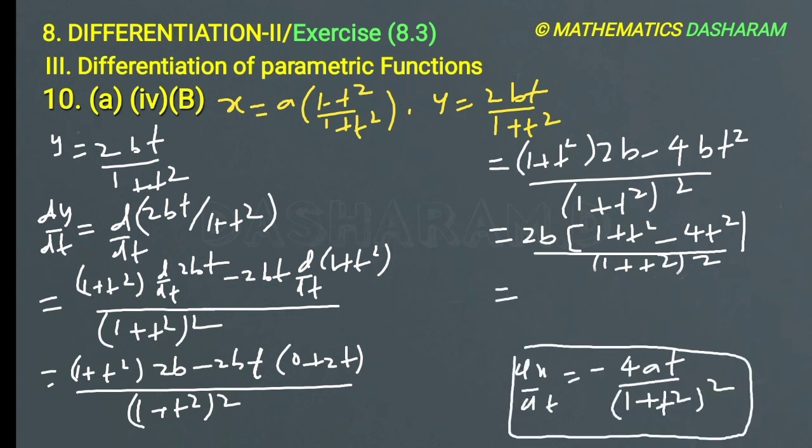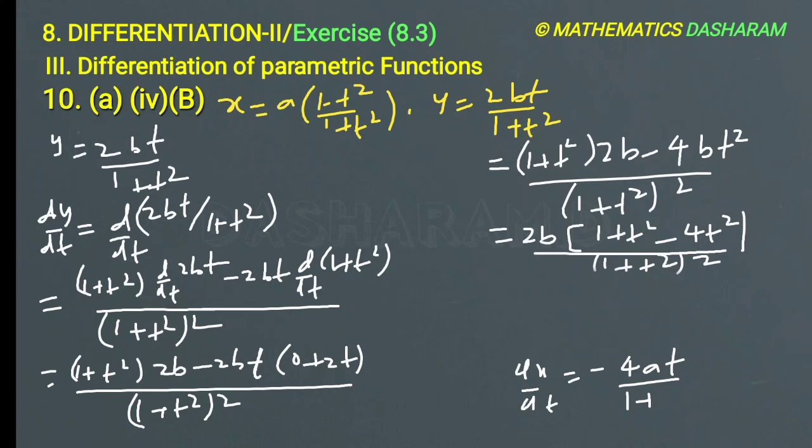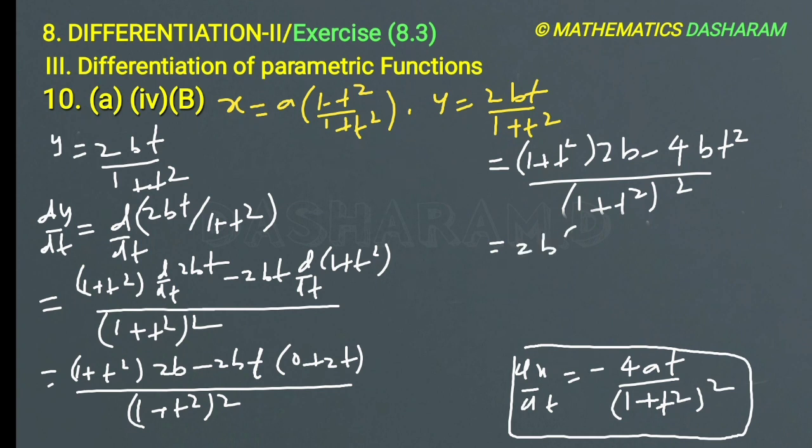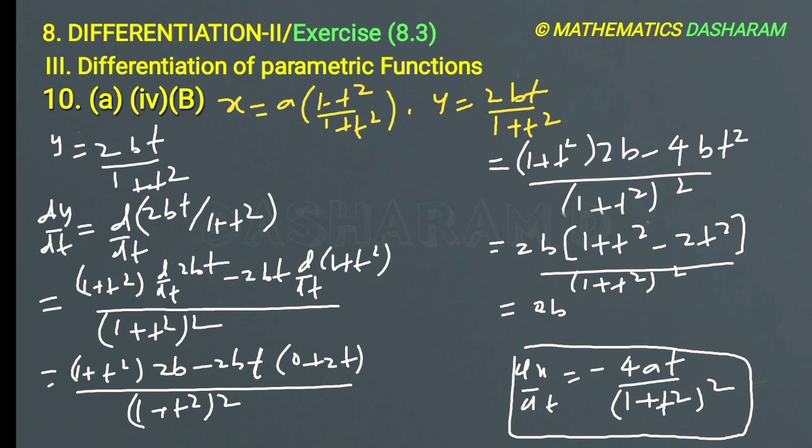So then it is equal to 2b bracket of 1 minus 3t square. Sorry, here. So here 2b common 1 plus t square, then minus 2t square will come, but I had written 4t square. So 1 plus t square whole square, then 2b bracket of 1 minus t square divided by 1 plus t square whole square. It is equal to dy by dt.